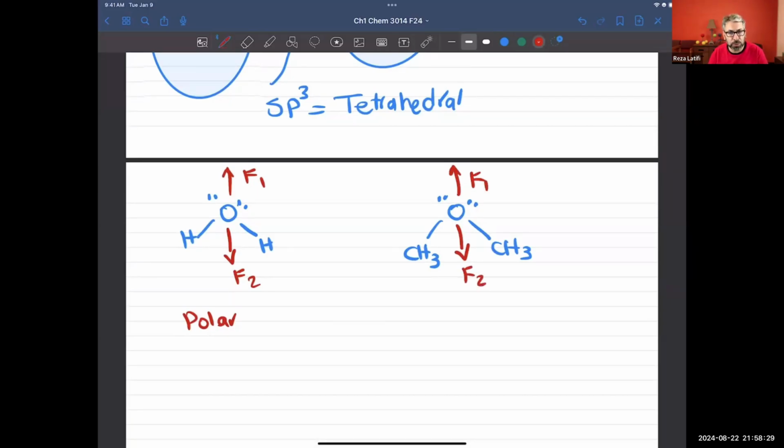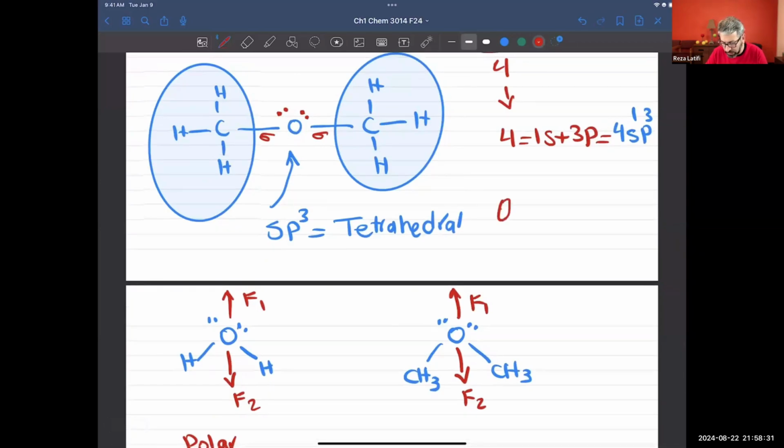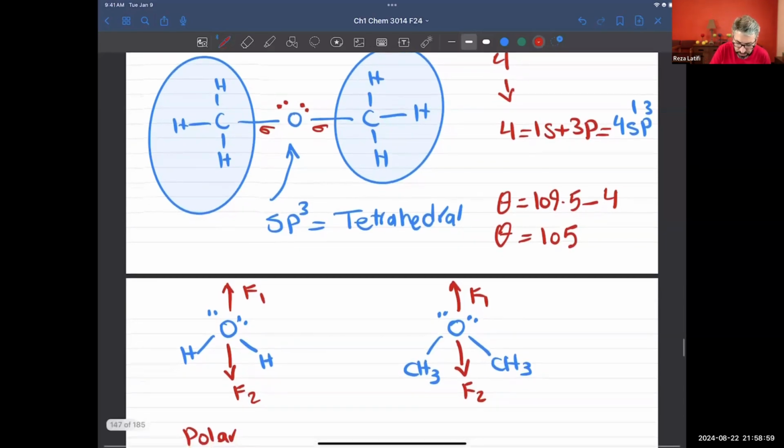Why is it polar? Because of the bond angle. What's the bond angle here? The bond angle is 109.5, and we drop it by 4 degrees, so theta is 105. If your theta is anything other than 180 and you have a lone pair, that molecule will be polar. For sure. So in this case, mu is going to be bigger than 0. Yes, I have 2 identical groups attached to oxygen, but I do have lone pairs.